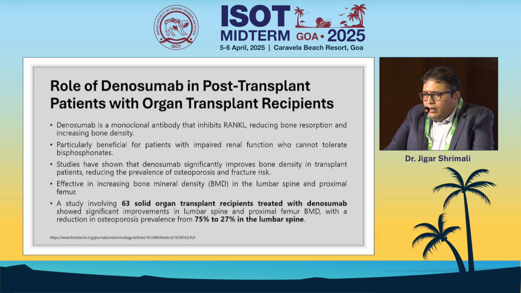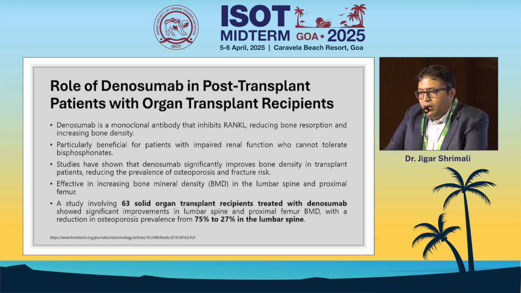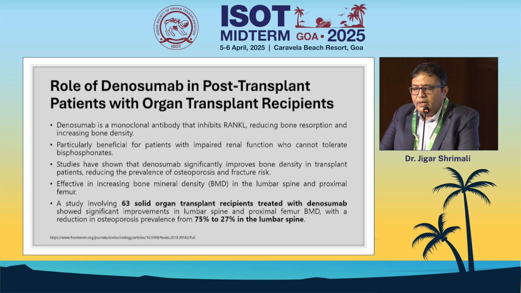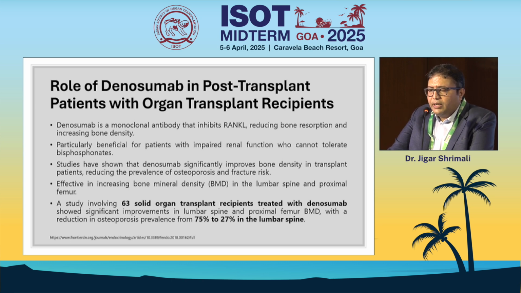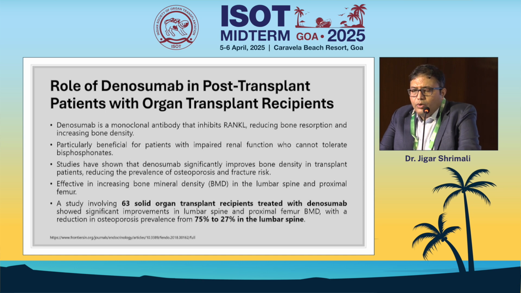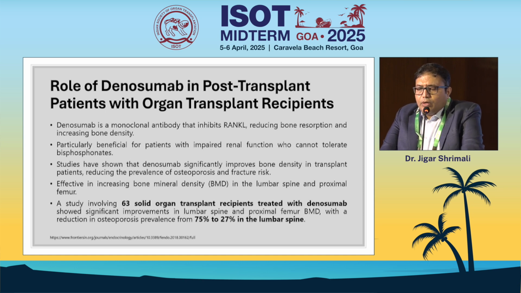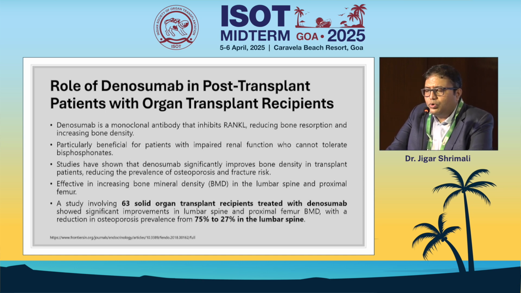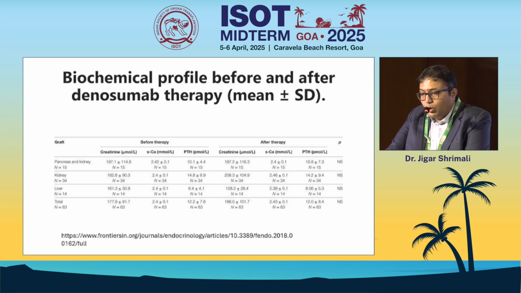We can see that denosumab is particularly useful in transplant patients because of its non-renal clearance, and especially useful in transplant recipients where corticosteroid immobility and chronic diseases are prevalent. There is one study where 63 solid organ transplant recipients were treated with denosumab, and it shows a drop in osteoporosis from 75 to just 27%, and that is really important.